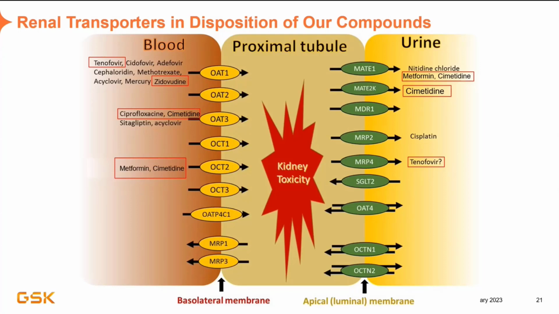So these compounds that we looked at were substrates of OAT1, tenofovir and zidovudine, OAT3, ciprofloxacin and cimetidine, OCT2 for metformin and cimetidine. Tenofovir was an MRP4 substrate, and metformin and cimetidine were also substrates of MATE1 and MATE2.